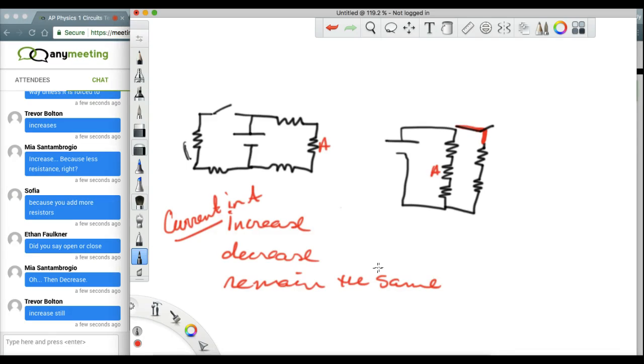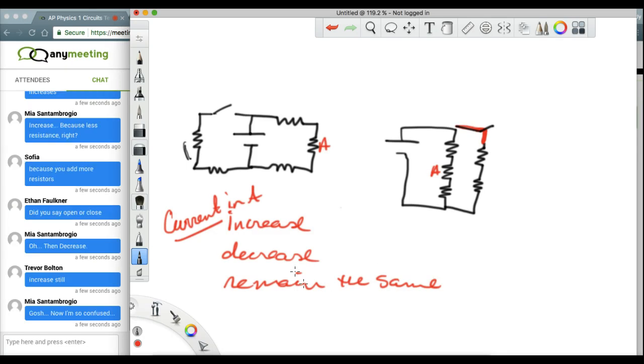I love it. I love this question. This is why I love it, because the answers are all over the place and we have different justifications. So let's run through this. What does current depend on? Current depends on the voltage divided by the resistance.